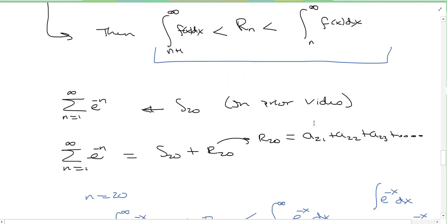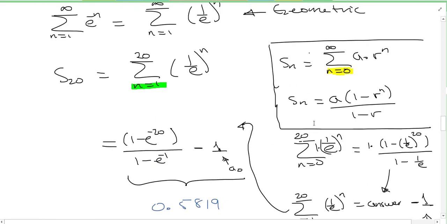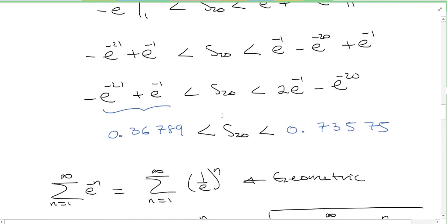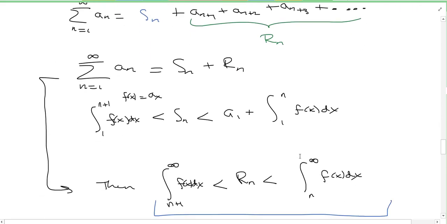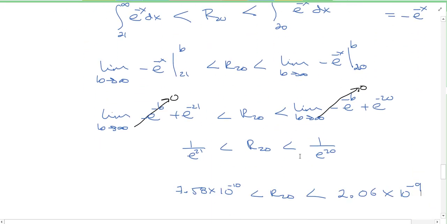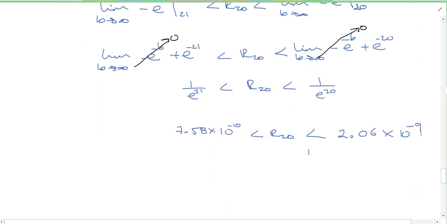In the prior video, which let me scroll up, these are still the same notes, we bounded S20. The sum of the first 20 terms is between 0.36789 and 0.73575. So that gives us a range for what the sum should be. Now the remainder tells us that the remainder is very small, so S20 is already very close to the actual sum.